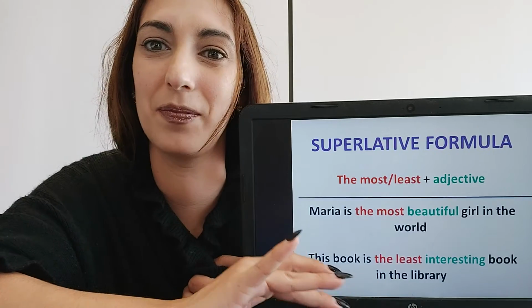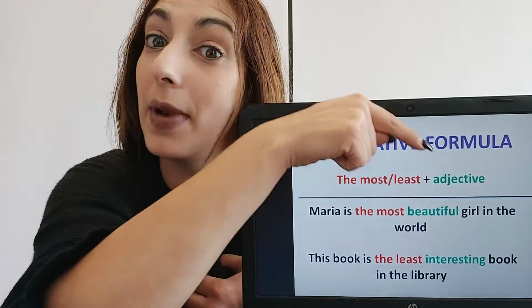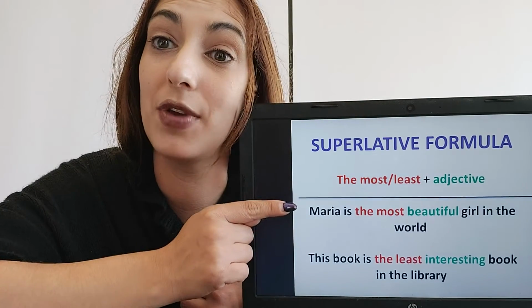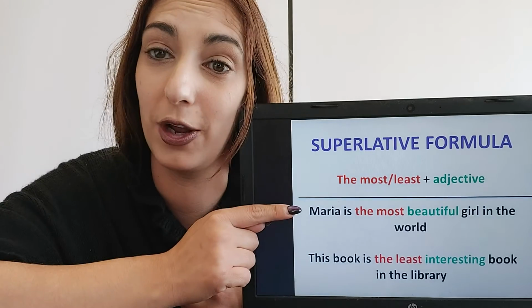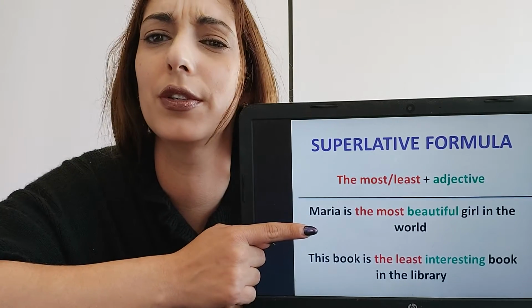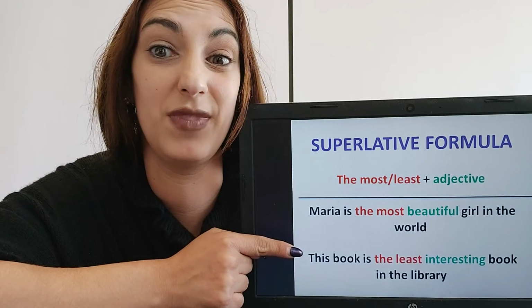Let's have a look at the next one. The superlative formula is the most or the least plus your adjective exactly as it is. So again, it follows the same rule. If you have more than 2 syllables, this is what we should follow. So Maria is the most beautiful girl in the world. This book is the least interesting book in the library.